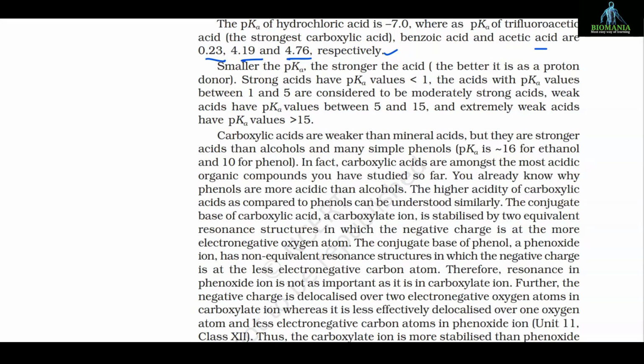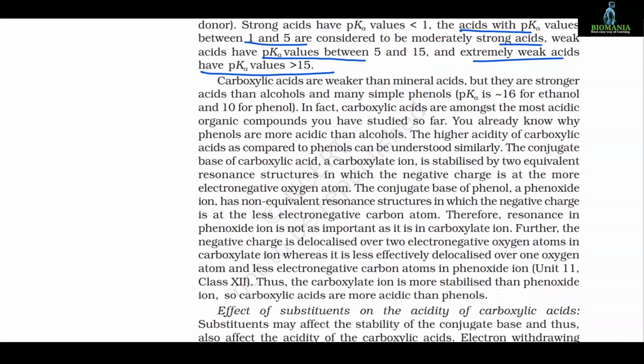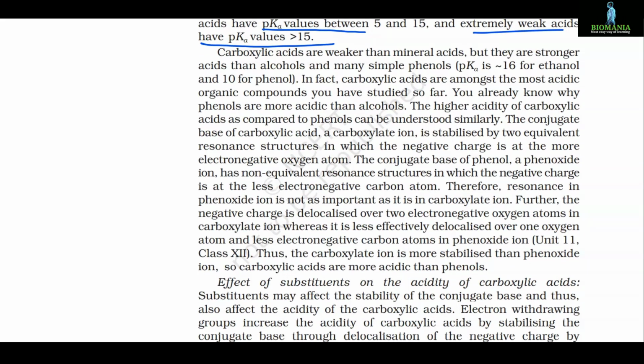Strong acids have pKa values less than 1. The acids with pKa values between 1 and 5 are considered to be moderately strong acids. Weak acids have pKa values between 5 and 15, and extremely weak acids have pKa values greater than 15. Carboxylic acids are weaker than mineral acids, but they are stronger acids than alcohols and many simple phenols. The pKa value is approximately 16 for ethanol and 10 for phenol. In fact, carboxylic acids are amongst the most acidic organic compounds you have studied so far. You already know why phenols are more acidic than alcohols. The higher acidity of carboxylic acids as compared to phenol can be understood similarly.